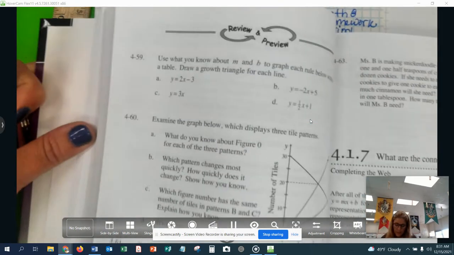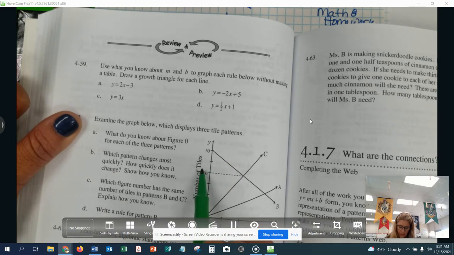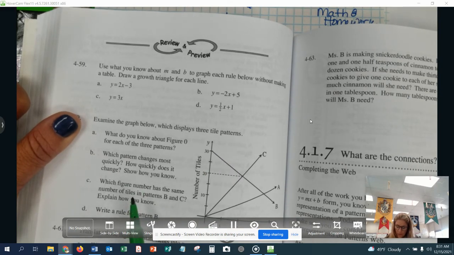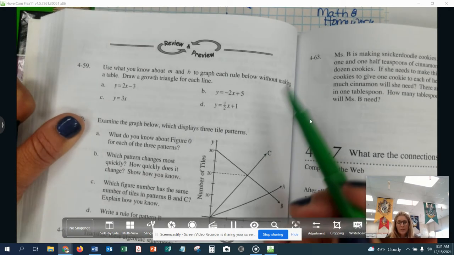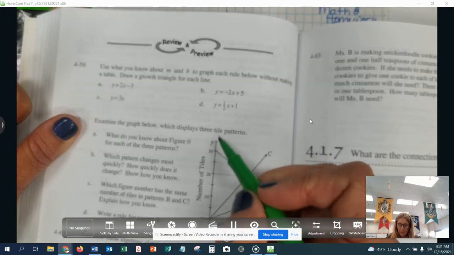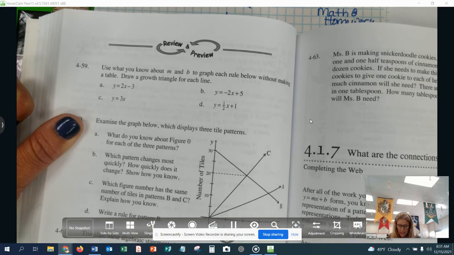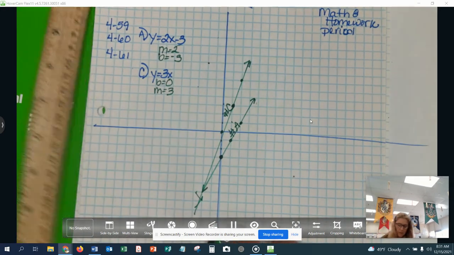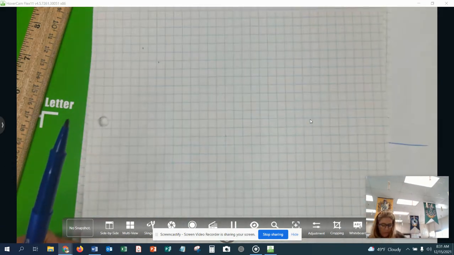4-60. It says, examine the graph below, which displays 3 tile patterns. What do you know about figure 0 of each of the tile? Okay, so figure 0 would be whatever's on the y-intercept. So for A and C, okay, hold on, let me turn the page here. I've got to keep this at less than 5 minutes.